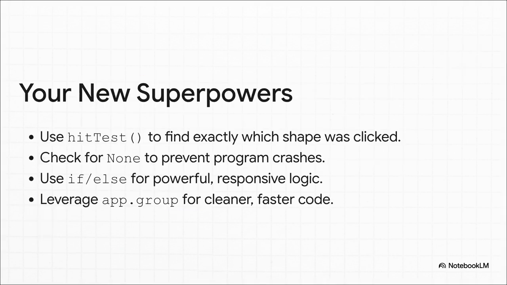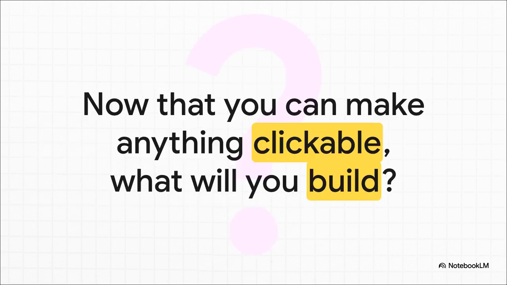So let's just do a quick recap of the new superpowers you've just unlocked. You now know how to use HitTest to figure out exactly which shape a user clicked. You know the critical step of checking for None to make your code totally crash-proof. You can use if-else to create really powerful and responsive logic. And, the pro move of using app.group to keep your code clean and efficient. You now have the fundamental building block for making anything you want interactive. Buttons, characters in a game, dynamic charts, literally anything you can imagine. The core logic is always going to be the same. So really, the only question left is, what are you going to build first?